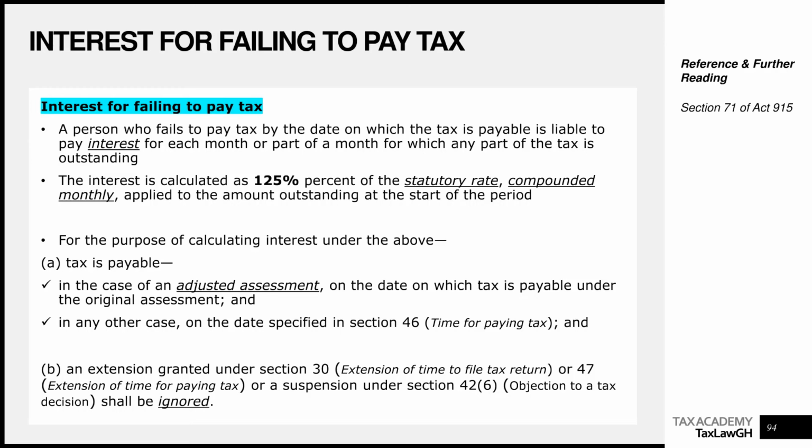We are saying that for the purpose of calculating interest, tax is payable, in the case of an adjusted assessment, on the date the tax is payable. In any other case, we use the rules for time for paying tax. Don't bother too much. Just know that for computing interest for failing to pay a tax, it is 125% of the statutory rate, compounded monthly and applied to the amount until paid, from the period it was due to the date paid. Here we are covering the ones that will be tested. The examiner will test you on what I just mentioned: interest for underestimation. Then this one is also very examinable, interest for failing to pay a tax.